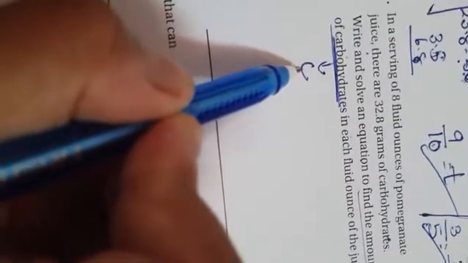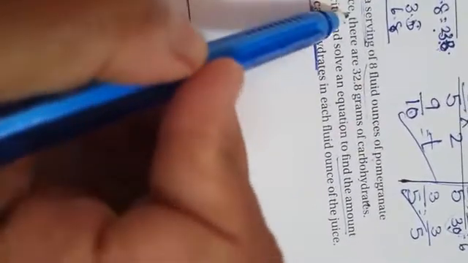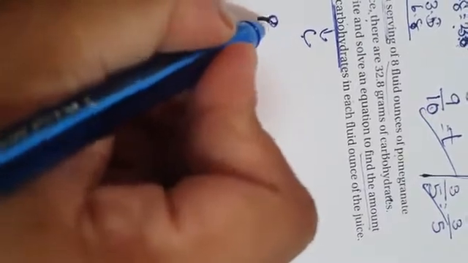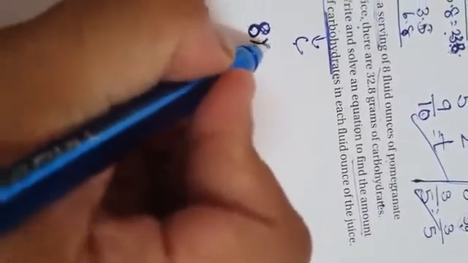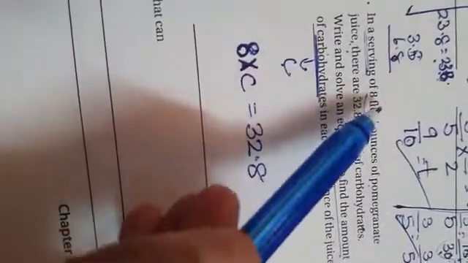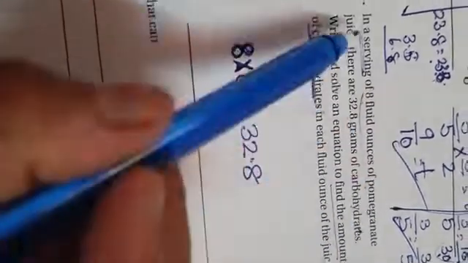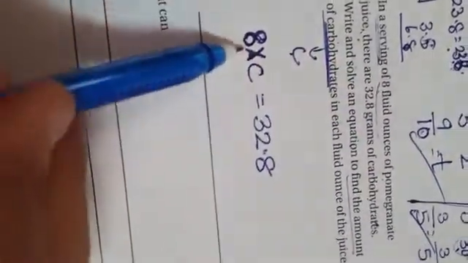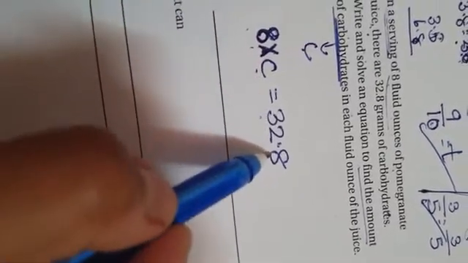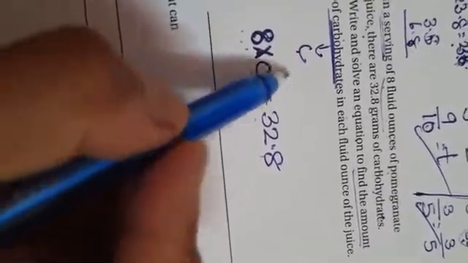So what are you going to find here? They said in one serving of 8 ounces of pomegranate juice, so we can write this as 8 multiplied by C. There is 32.8 grams of carbohydrates. So in 8 fluid ounces of pomegranate juice, there are 32.8. Okay, so 8 multiplied by C equals 32.8, which means, how are we going to solve?